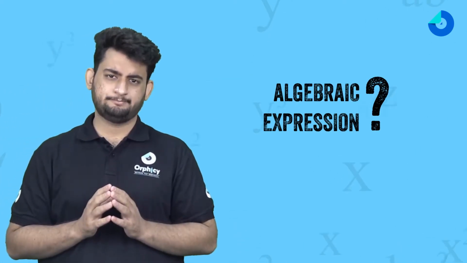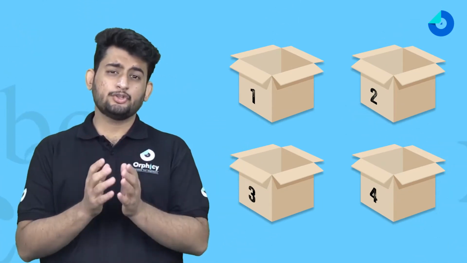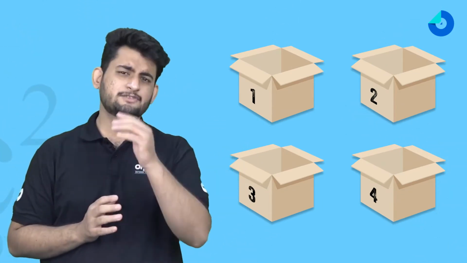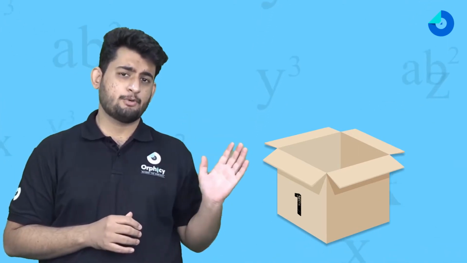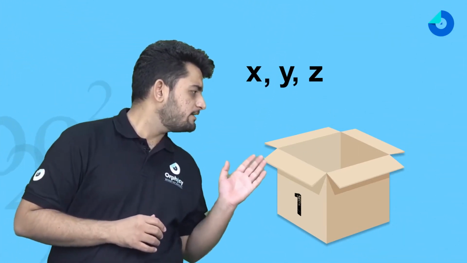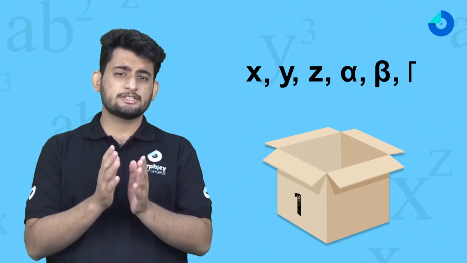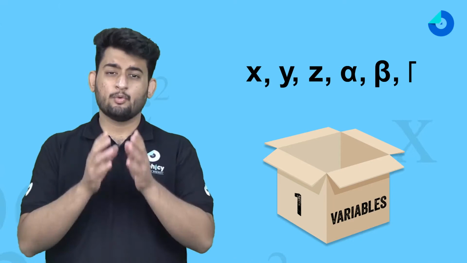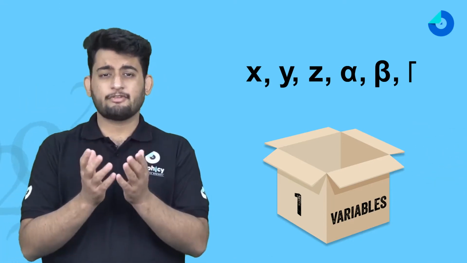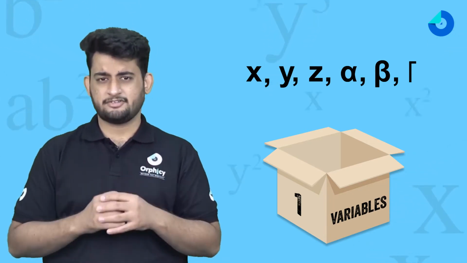Now, what is an algebraic expression? Here I have 4 boxes. I don't know the contents of the box, but let's find out. In the first box, we have x, y, z, alpha, beta, gamma, etc. So this box is full of variables. Now variable can be alphabet from any language, say English, Greek, Latin, etc.